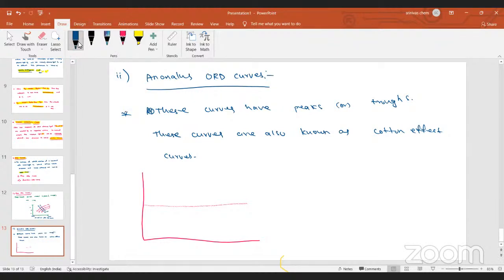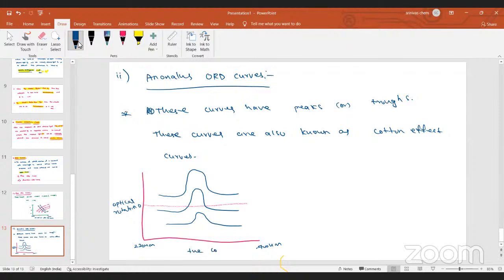So these curves have peaks. It's optical rotation, zero, 220 nanometer, 700 nanometer. So these are the positive Cotton effect curves. Positive curve, positive Cotton effect curve. So see, negative Cotton effect curves.